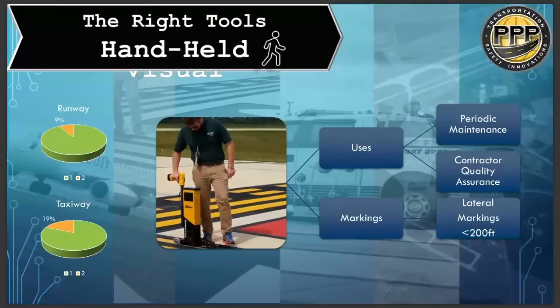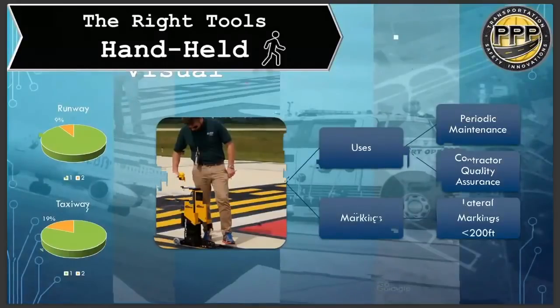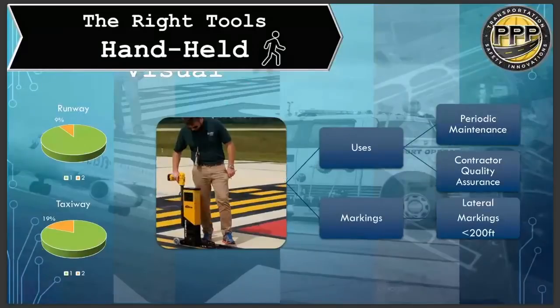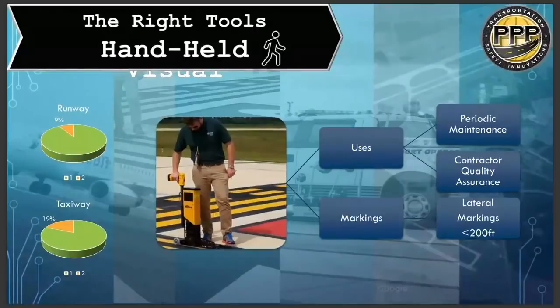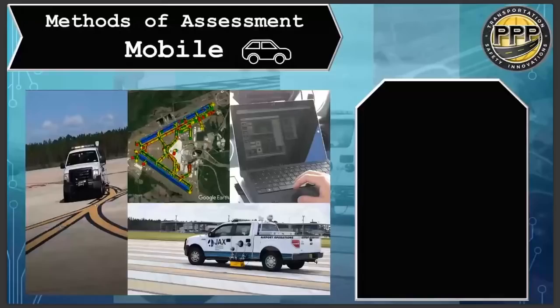In this graph here, you see a runway, about 9% of that runway can and should be, the handheld is the right tool for it. And then on a taxiway, 19%. Again, this is really for full assessment. The instrument can be used on any markings anywhere on the airfield. But if I was doing a full assessment, I would expect to use a handheld and a mobile, and probably in those proportions approximately. Then we go to mobile assessment.